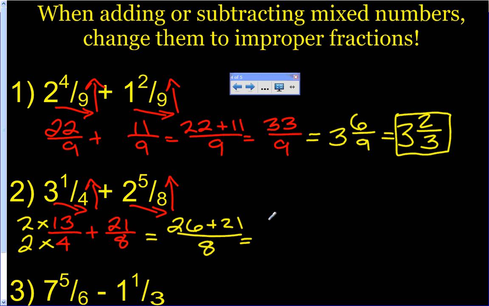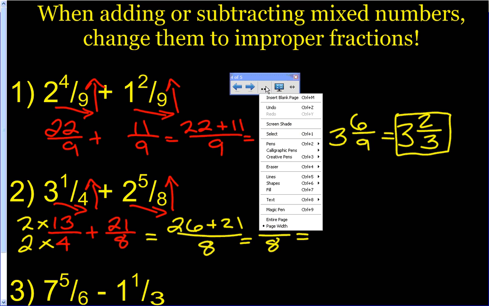26 plus 21 gives me 47 over 8. Again, I ended up with an improper fraction. So let's change this to a mixed number.